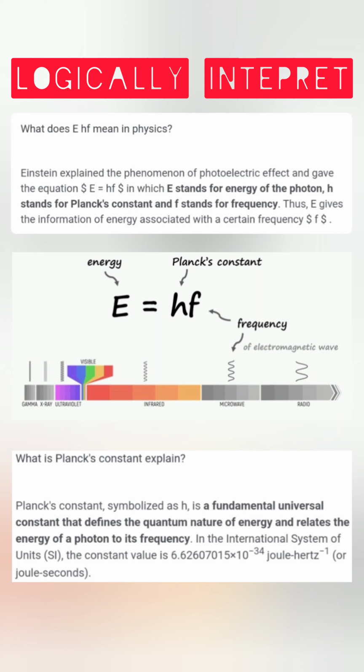Planck's constant, symbolized as h, is a fundamental universal constant that defines the quantum nature of energy and relates the energy of a photon to its frequency. In the International System of Units, also known as SI, the constant value is 6.62607015 by 10 to the power of -34 joule hertz to the power of -1, or joule seconds.